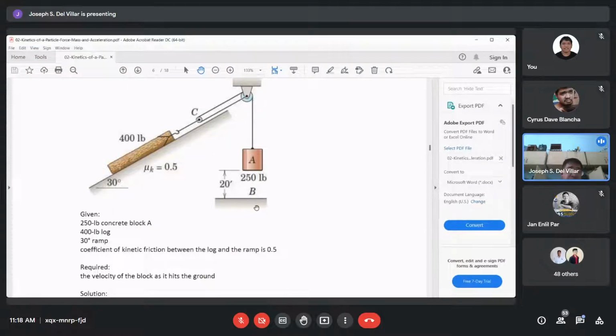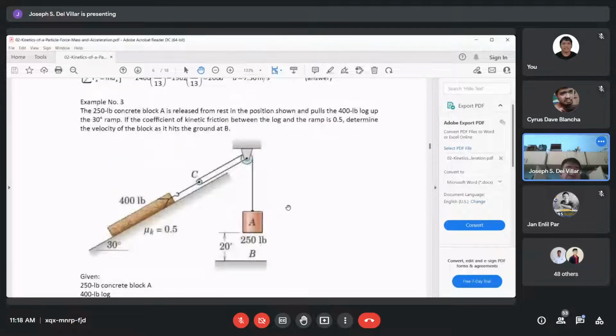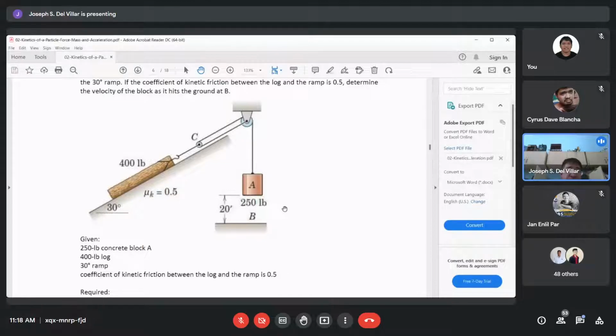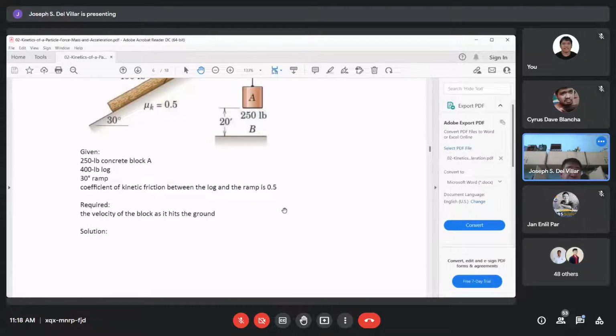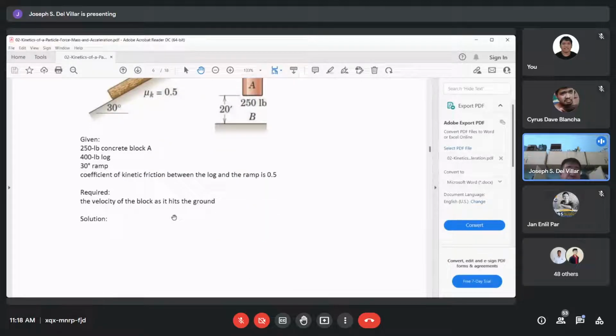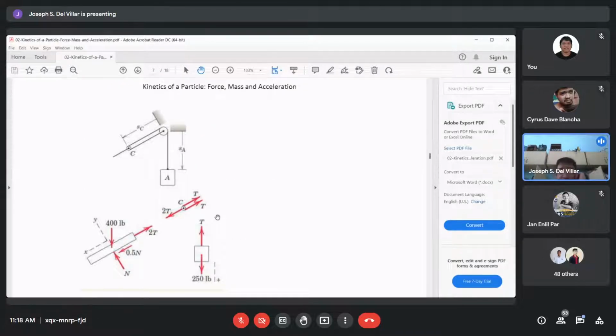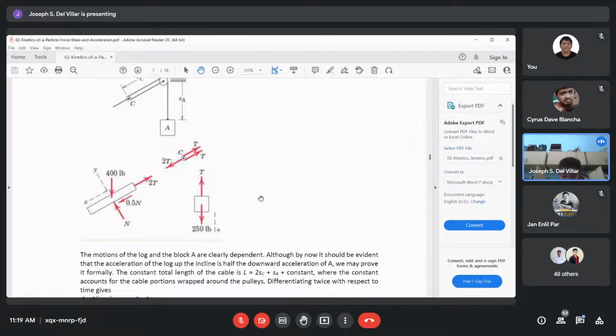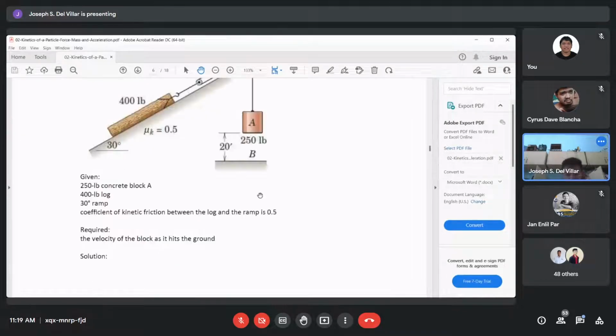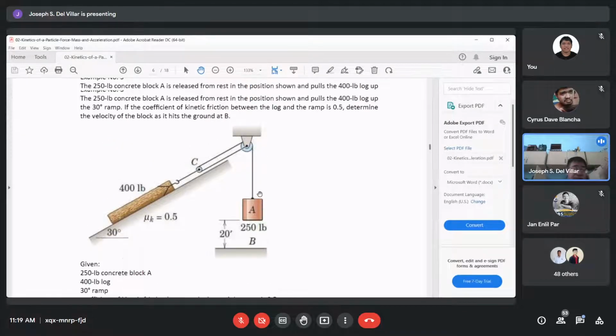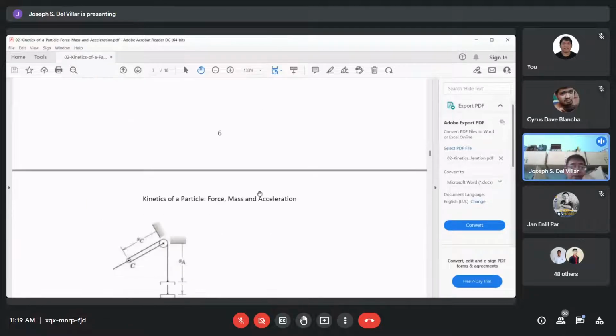And then what is required? Determine the velocity as it hits the ground. So that's the requirement. Okay, let's have the free body diagram, because this is the figure. From the figure, you can now label the figure in terms of arrows, forces.